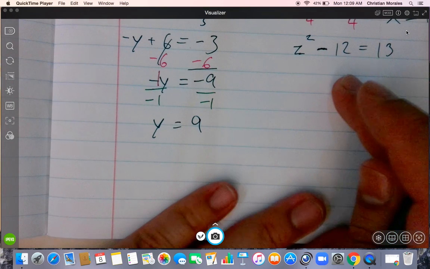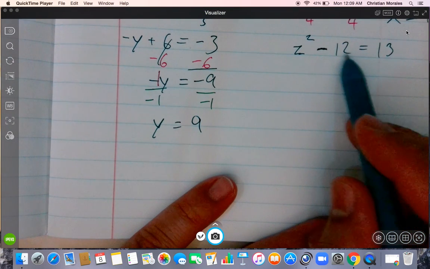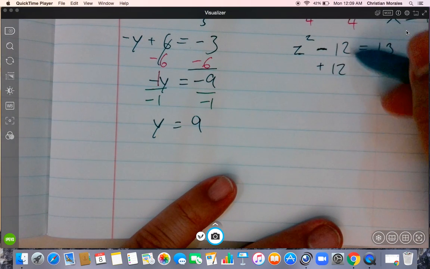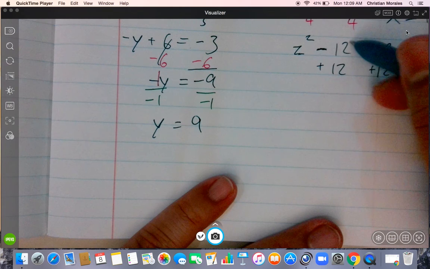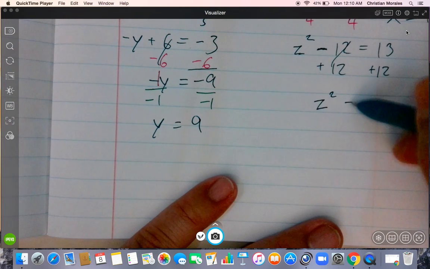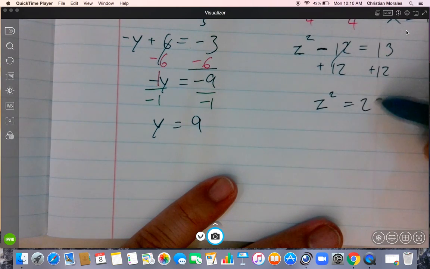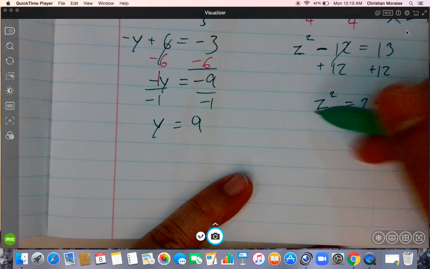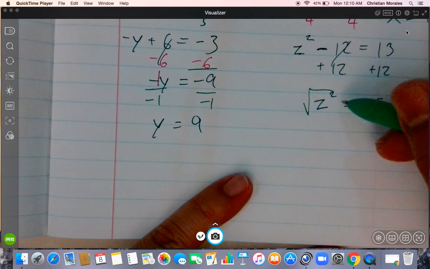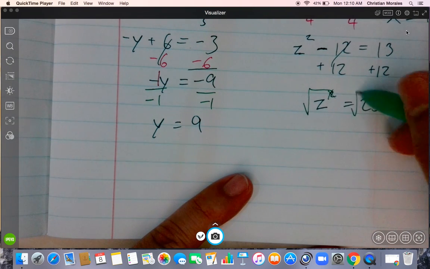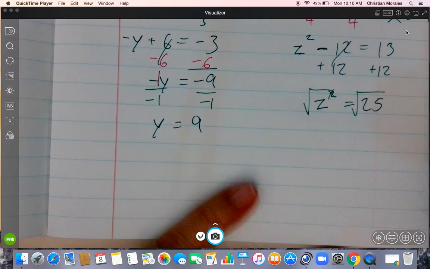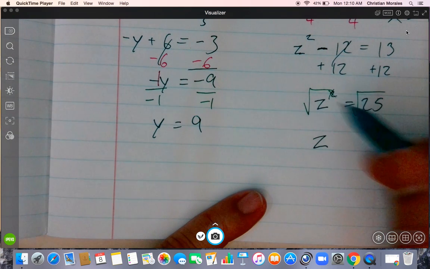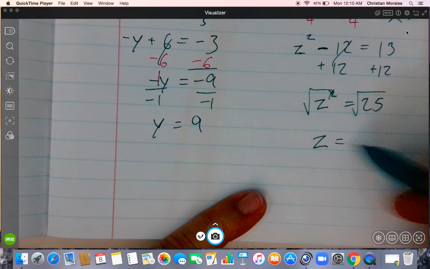Okay, last one here. Going to get rid of this 12. The opposite of subtracting 12 is adding 12. Inverse operations to both sides. You get c squared equals 25. Okay, next. To get rid of the second power, the square, we use square roots. That'll cancel it out. Whatever you do to one side, you also do to the other. So the c is going to be by itself because the square root and the square cancel each other out. And now you're looking for the square root of 25.